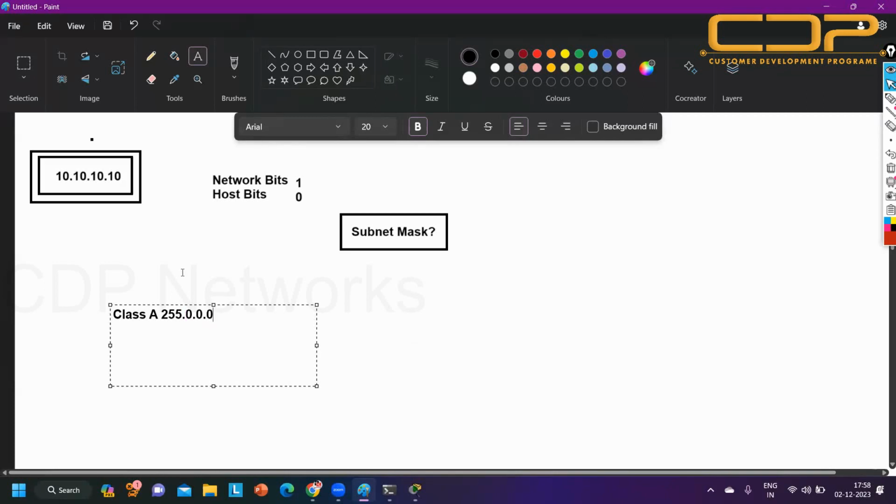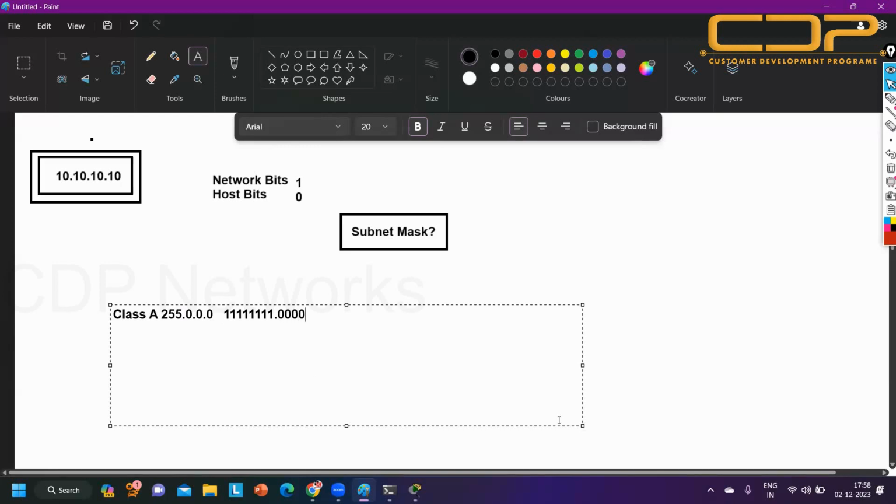If I convert this value into binary, it will be like this: eight 1s, then 8 zeros, 8 zeros, 8 zeros. This is the binary of this subnet mask, right? So how many ones are there? 8. And how many zeros? 24. So how many network bits are there? 8. And how many host bits? 24. In the same way for class B, tell me guys, what is the predefined subnet mask?